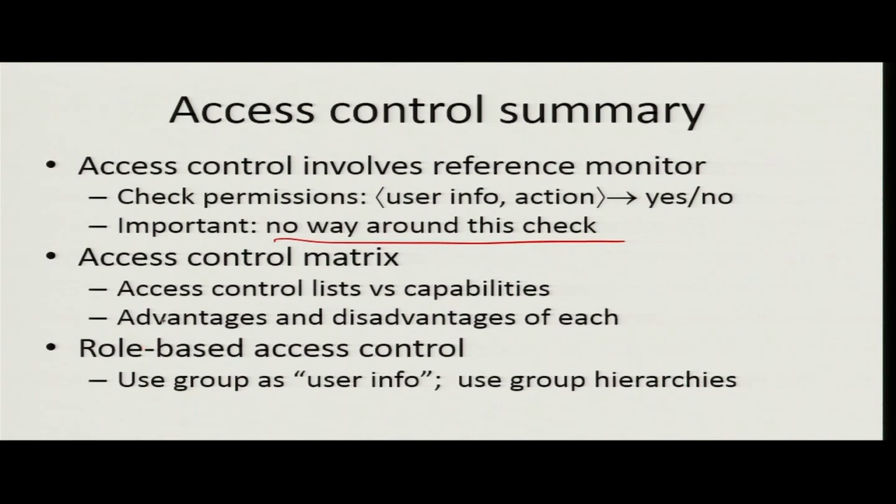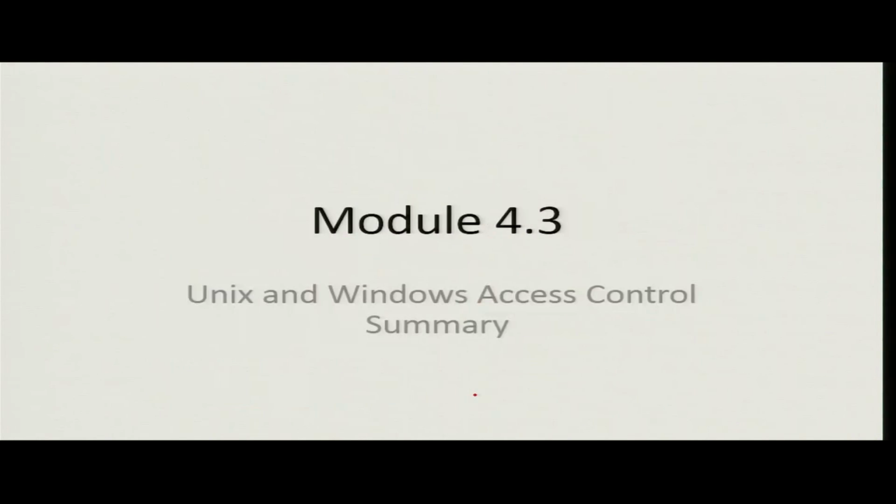Access control matrix: you can implement it with access control lists, and also you can do this with the capability model, and we saw that there are advantages and disadvantages of each in terms of delegation and in terms of revocation. And then role based access control: a user can be put in a group, and the group will have access controls, and that is a kind of coarse grained access control, but it helps a lot in managing access control.